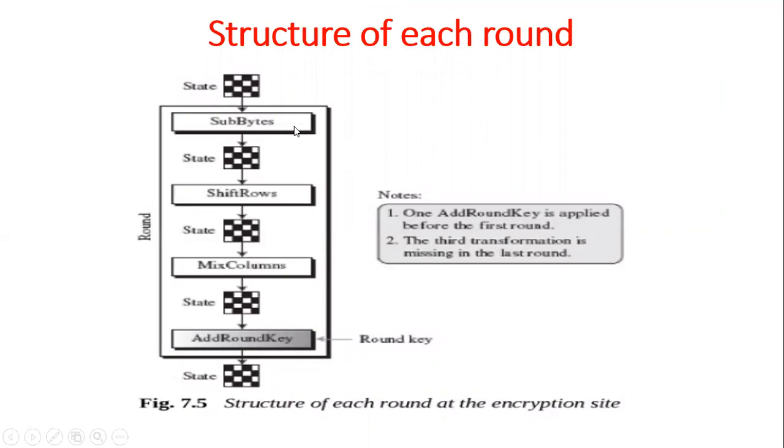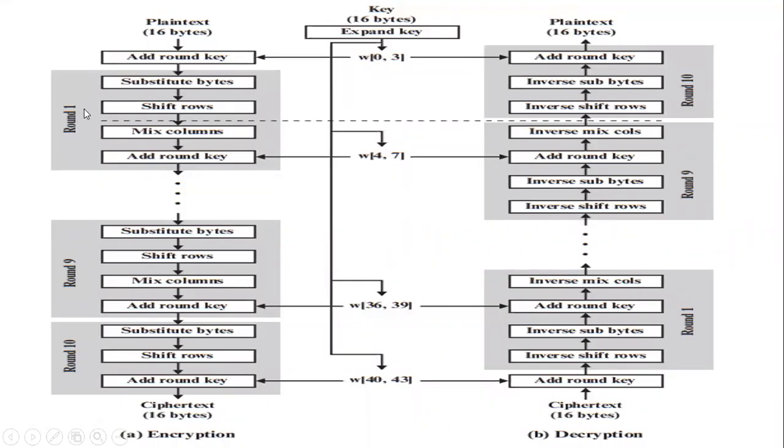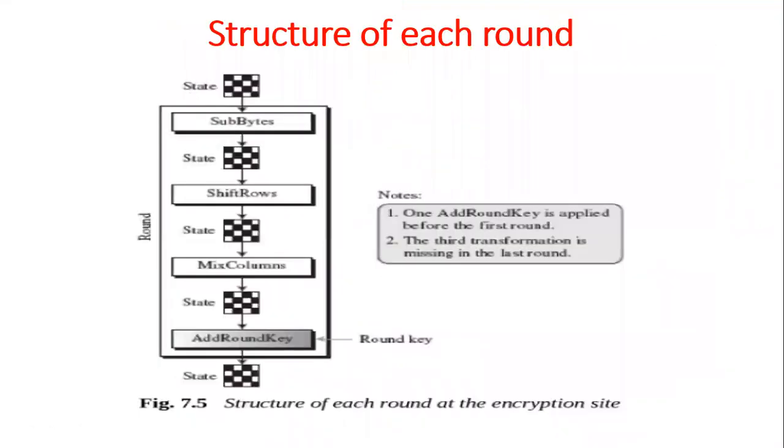Structure of each round. Now we are going to see round 1 to round 10, and what operations are performed in round 1, round 2, up to round 9. So this is the state. State means, before and after each stage, the block is represented as a state. So before SubBytes, it is a state. After performing SubBytes, it is a state. Before shift rows, it is a state. After shift rows, it is a state. Similarly for mix column, and similarly for add round key.